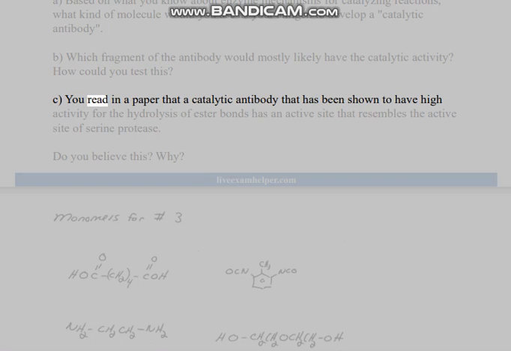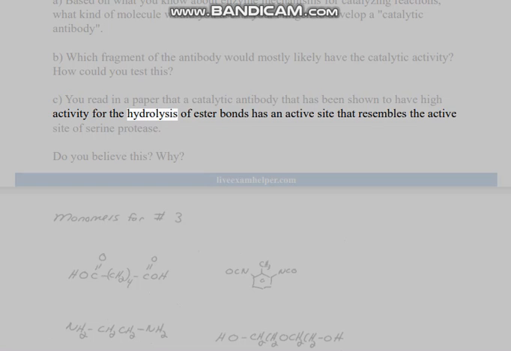C. You read in a paper that a catalytic antibody that has been shown to have high activity for the hydrolysis of ester bonds has an active site that resembles the active site of serine protease. Do you believe this? Why?